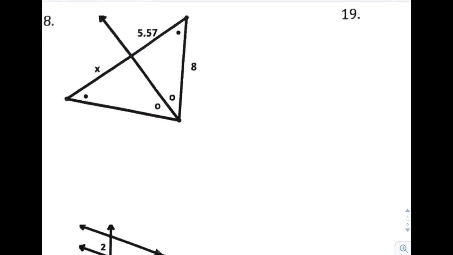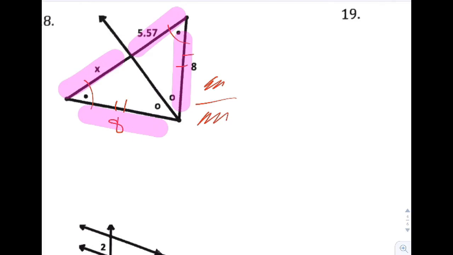This one, this little dot in the corner here and here shows that this is an isosceles triangle. So if that side is 8, then so is that side. So in this particular problem, you have x over 8 and then 5.57 over 8. The answer is going to be 5.57, and you'll see why if you set up the proportion. So it's x over 8 and 5.57 over 8.